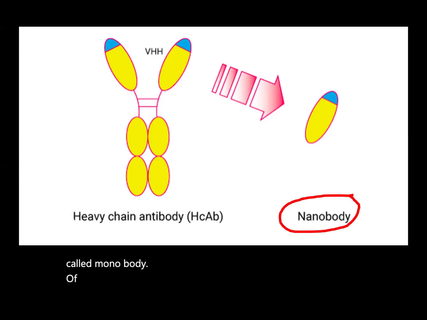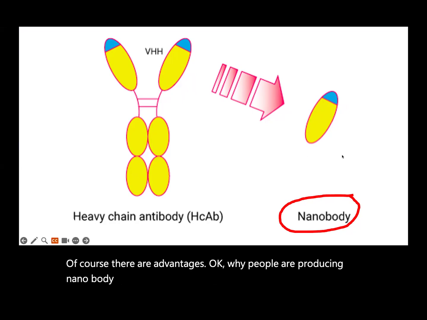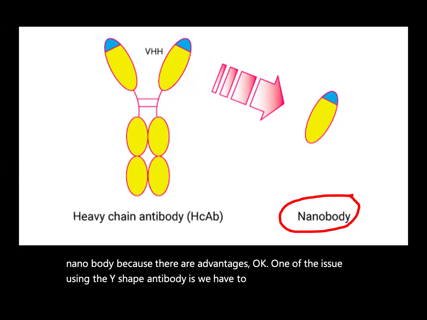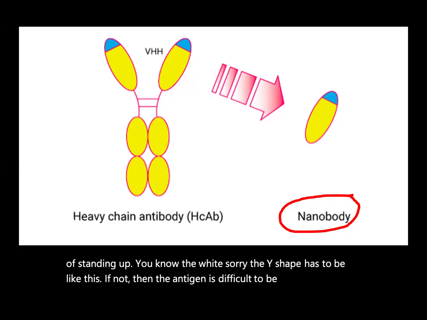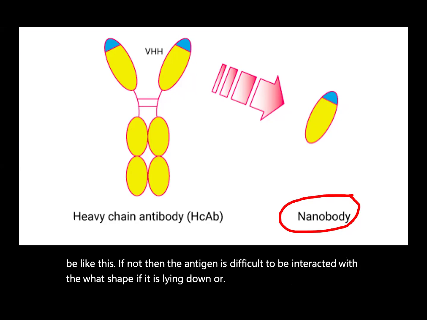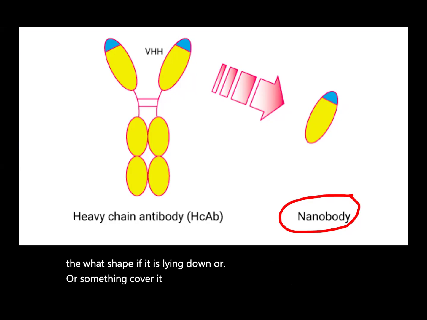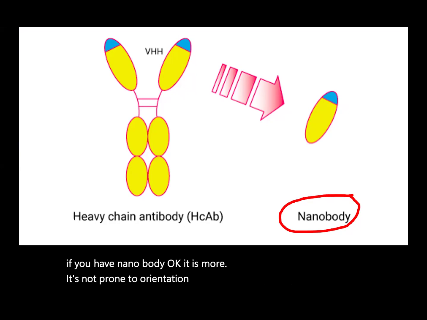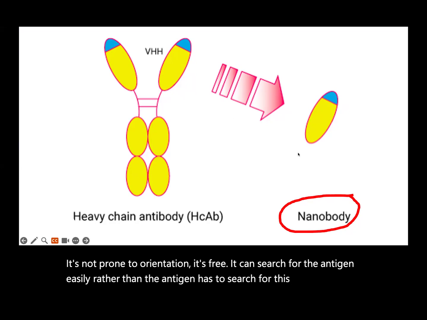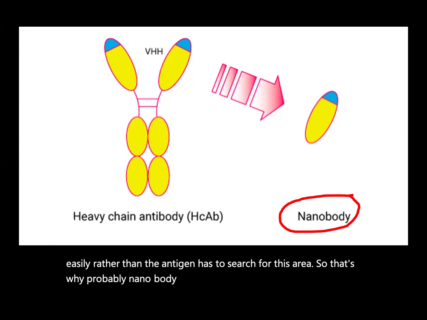Of course there are advantages. Why are people producing nanobodies? Because there are advantages. One of the issues using the Y-shaped antibody is we have to maintain the orientation of standing up. The Y shape has to be like this. If not, then the antigen is difficult to interact with the Y shape. If it is lying down or sideways or something covers it up, then you will not get the interaction. But if you have a nanobody, it is not prone to orientation. It's free. It can search for the antigen easily rather than the antigen having to search for this area. So that's why nanobody gives an advantage.